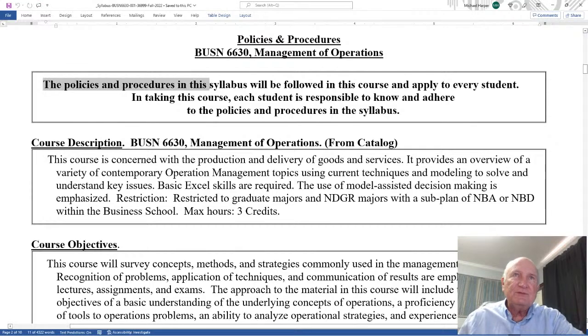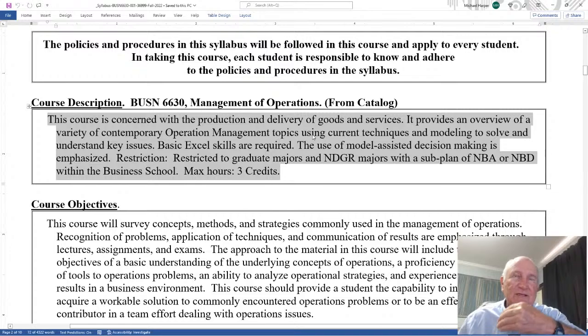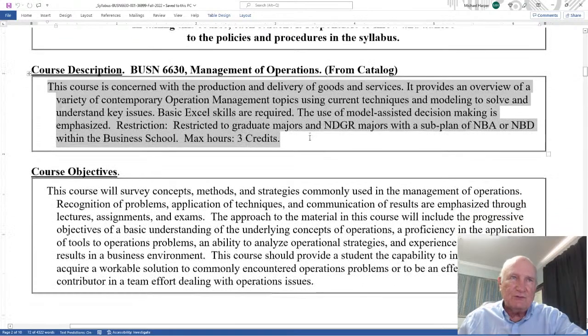Okay, the policies and procedures in this syllabus will be followed in the course and apply to every student. In taking this course, each student is responsible to know and adhere to the policies and procedures in the syllabus. This first course description is from the catalog, and it identifies the catalog description of the course.